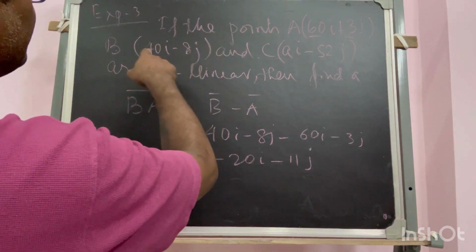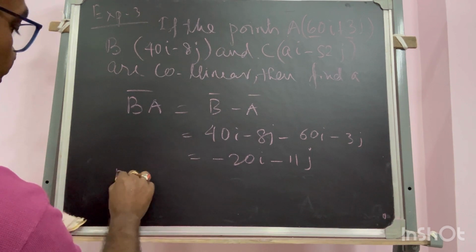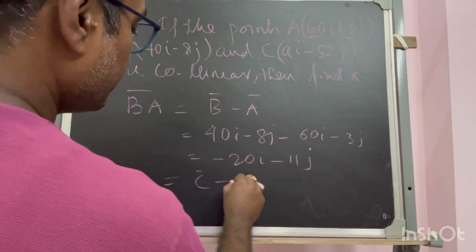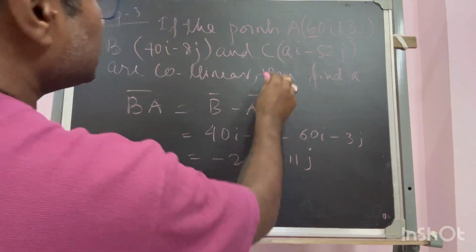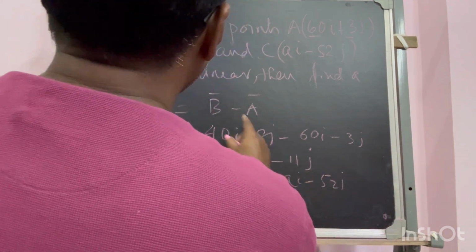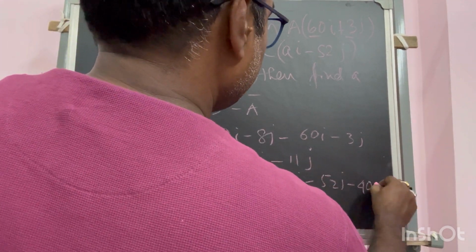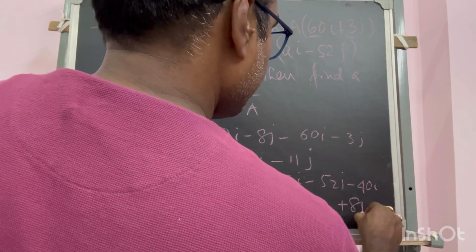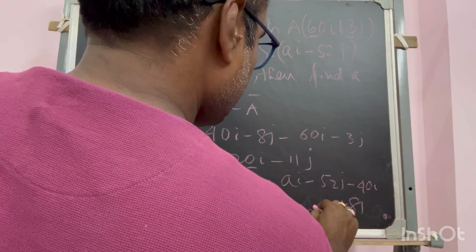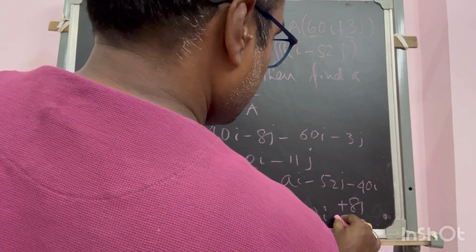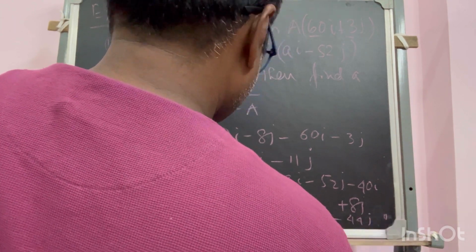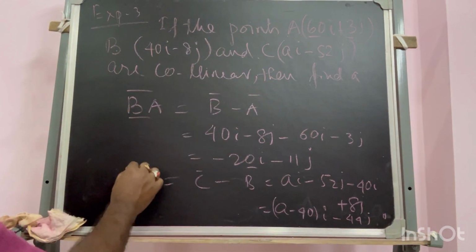Similarly, if I join C and B, the CB vector is equal to C vector minus B vector. That gives C is what? Ai minus 52j, and then minus 40i plus 8j. So if I do it, it will be A minus 40i minus 44j. Now these 2 vectors have to be collinear.